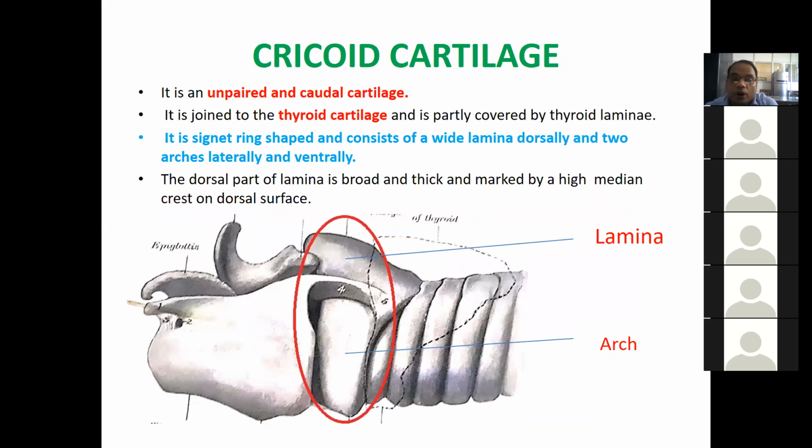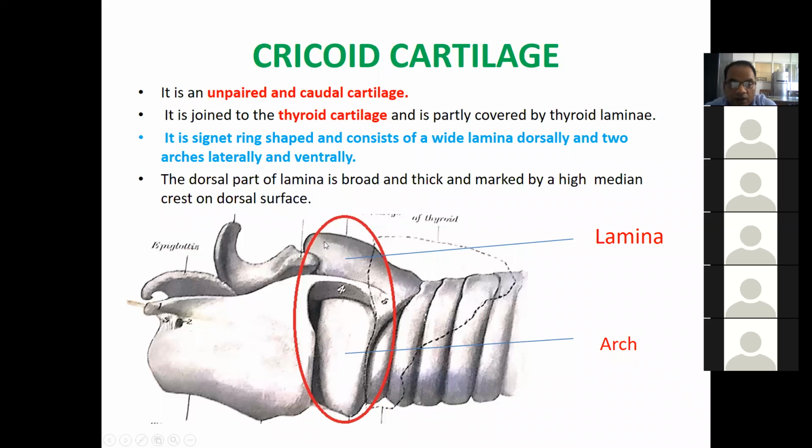Now, what about the cricoid cartilage? This cricoid cartilage is also unpaired and is the caudal cartilage because it is situated caudally. It is joined with the thyroid cartilage and partially covered by the laminae of the thyroid cartilage. So you have to remember this cartilage is the signet ring shape cartilage. You have to remember the shape of the cricoid cartilage.